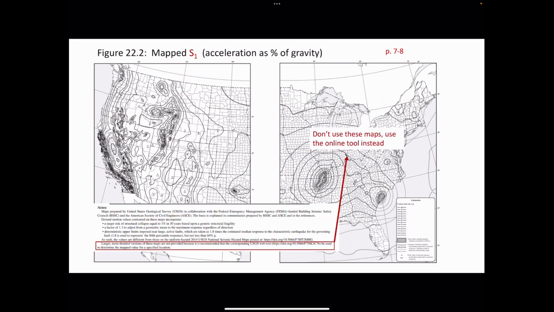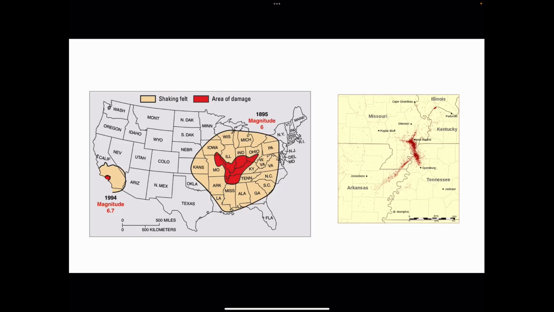And if you read the notes at the bottom of these maps, you will see that ASCE 7 tells you don't use these maps, right? Everything is online now. All the data is online. There's an online tool that I will show you that you will use in this class and that you will use if you go on to work as a structural engineer. So we'll get to that in a moment.